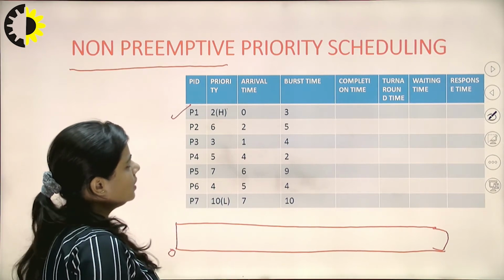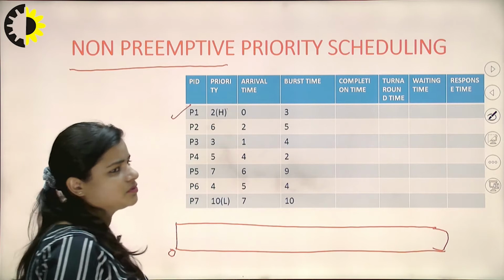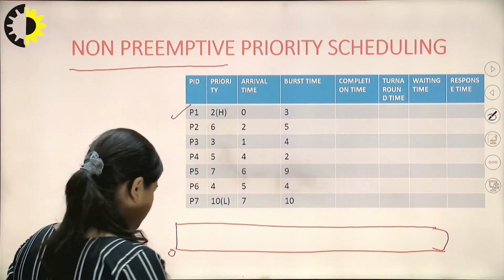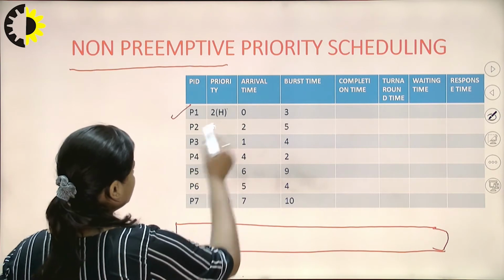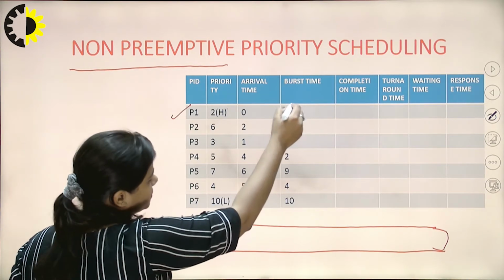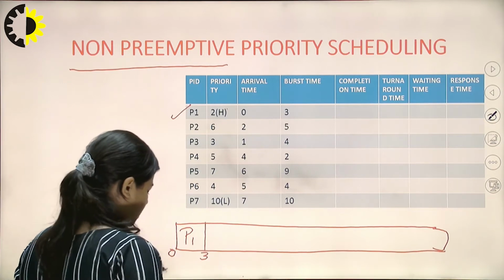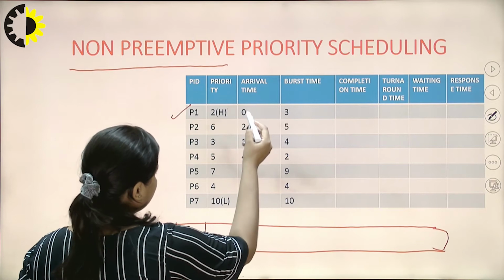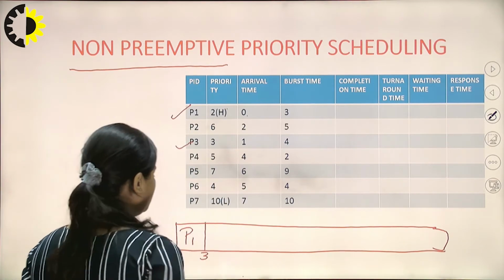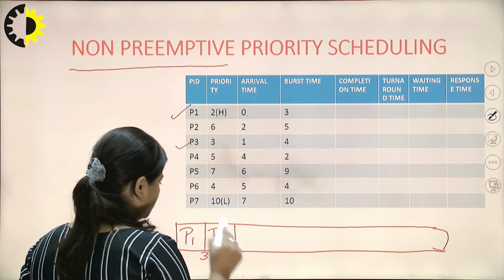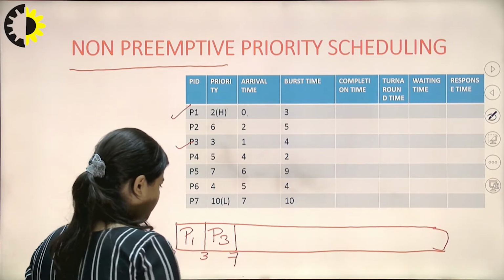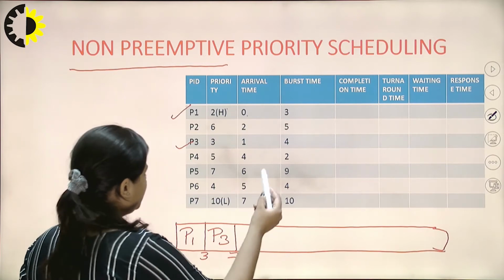This means if a lower priority process is under CPU execution and a higher priority process comes, the current process will first complete its task, and then the CPU will move toward the higher priority process. At arrival time 0, we have process P1, which needs 3 units. At time 1 we have P3, so P3 goes into the Gantt chart. P3 requires 4. We have already done 3 and are adding 4, so the total is 7.